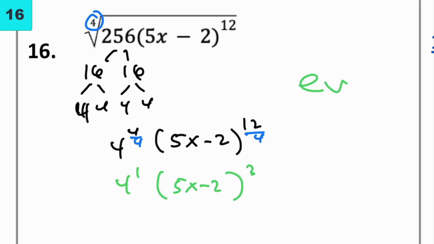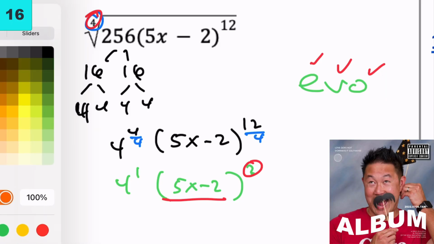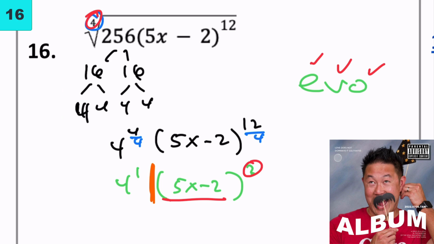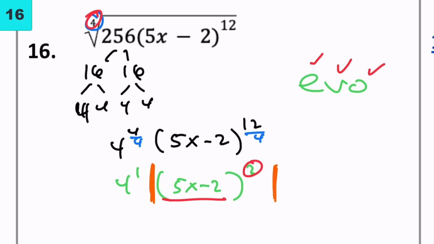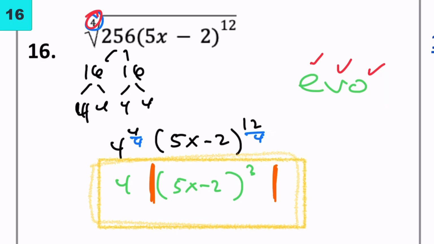Let's apply our EVO here. So is that even? Yes. Do we have variables? Yes. On the outside, is this an odd? Yes. Okay, what does that mean? We're going to put that inside absolute values. Let's clean this up a little bit. So that's our answer.